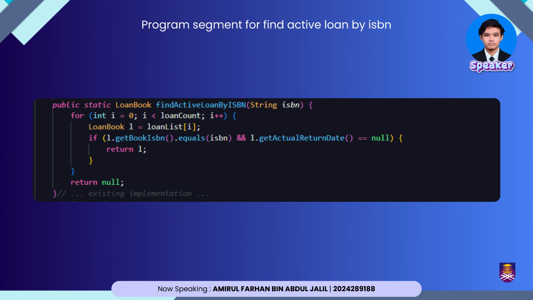For the segment find active loan by ISBN, this program will only return a loan if the book is still out on loan, not yet returned, and it prevents the system from returning a book that is already in.